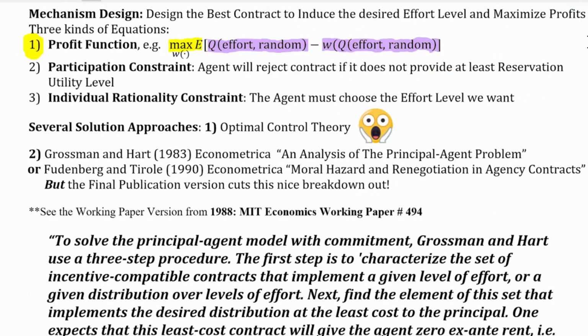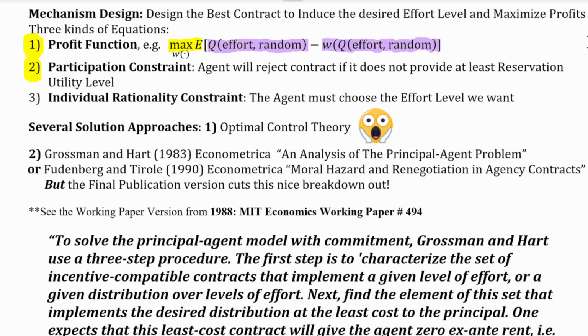Another equation that we're going to be thinking about as we solve this problem is called a participation constraint. A participation constraint takes into account the idea that the agent is not going to accept this contract. He's not a slave. He can walk away and he can do something else if he doesn't like the terms of the contract that we are offering.